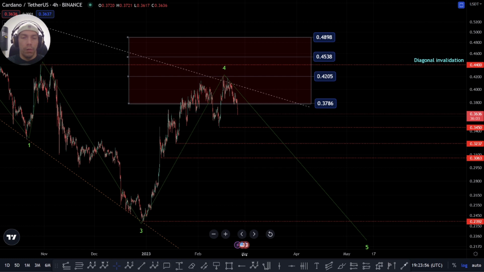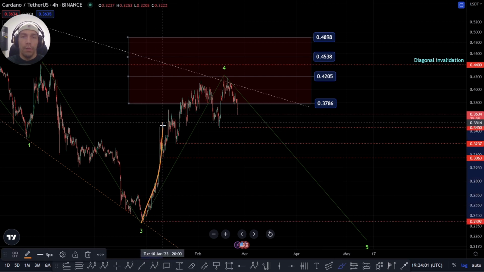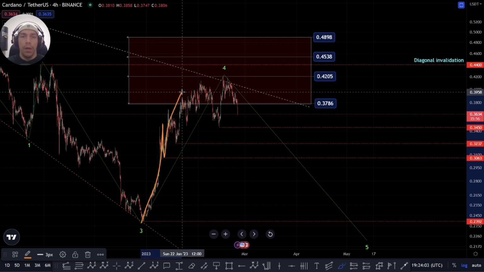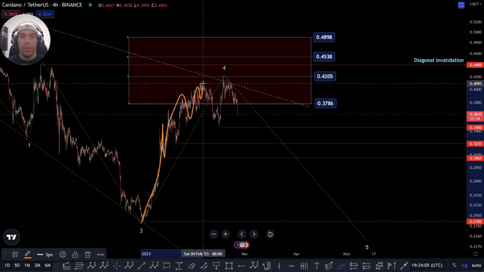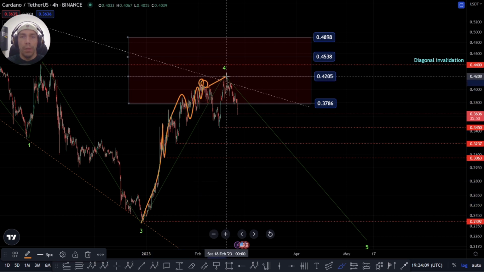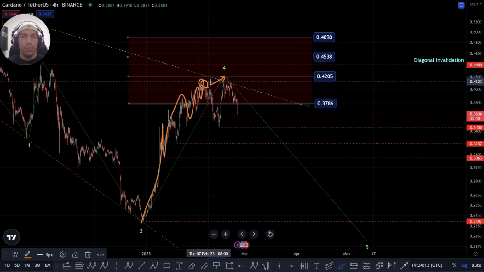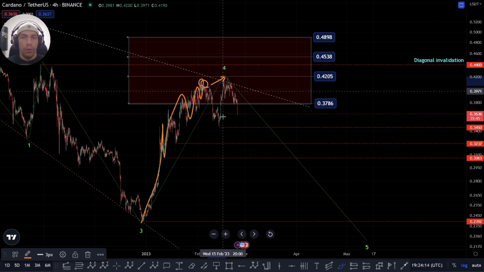What we'd have to argue then is that we'd have to subdivide this into a five-wave structure here, a B, and then basically a diagonal into here for a completion. The problem is we've made this higher high here, so it doesn't really fit into that equation. So that's why I'm not really leaning towards this.